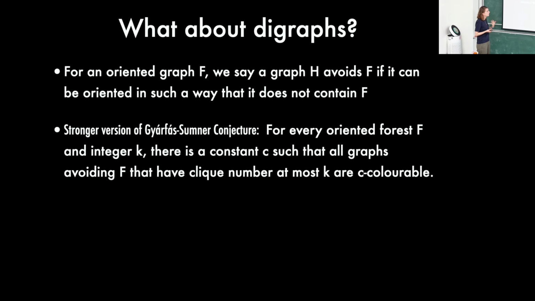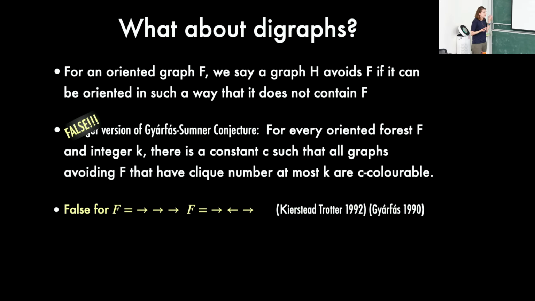So that gives us a stronger version of the Gyárfás-Sumner conjecture: for every forest F and integer k, there's a constant C such that all graphs that don't contain this forest F, in the sense that they can be oriented in such a way that they don't contain F, and have clique number at most k, are C-colorable. Another way of wording this would be: for every oriented graph that does not contain F and doesn't have a clique of size k, its underlying graph has bounded chromatic number. And that's super false.